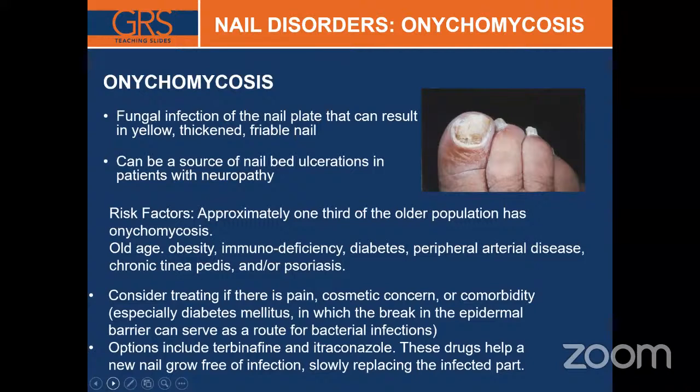Onychomycosis. It is a fungal infection of the nail plate that can result in yellow, thickened, and friable nails. And it can be a source of nail bed ulceration in patients with neuropathy. Risk factors for onychomycosis are old age, obesity, immunodeficiency, diabetes, peripheral artery disease, chronic tinea pedis, or psoriasis. So consider treating if there is pain or cosmetic concern or a comorbidity like diabetes is present, in which there's a break in the epidermal barrier, which can serve as a route for bacterial infection. The treatment options include terbinafine and itraconazole, which are antifungals. These drugs help a new nail grow free of infection, slowly replacing the infected part.